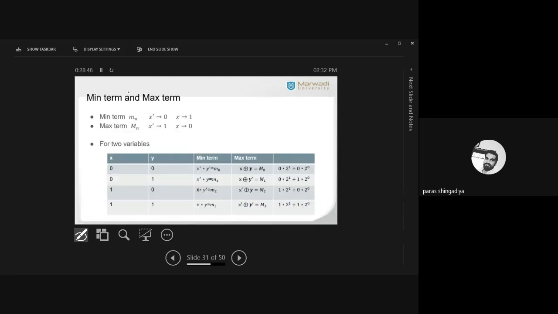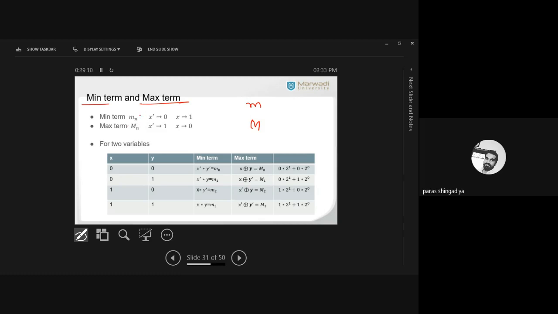Okay. So now next is the min term and max term form. What is the min term and max term for any Boolean expression? Simply, min term is denoted by small m, and max term is denoted by capital M. That is a max term, meaning maximum. Clear? It is denoted by capital M. So Mn is a min term, and capital Mn is called max term.